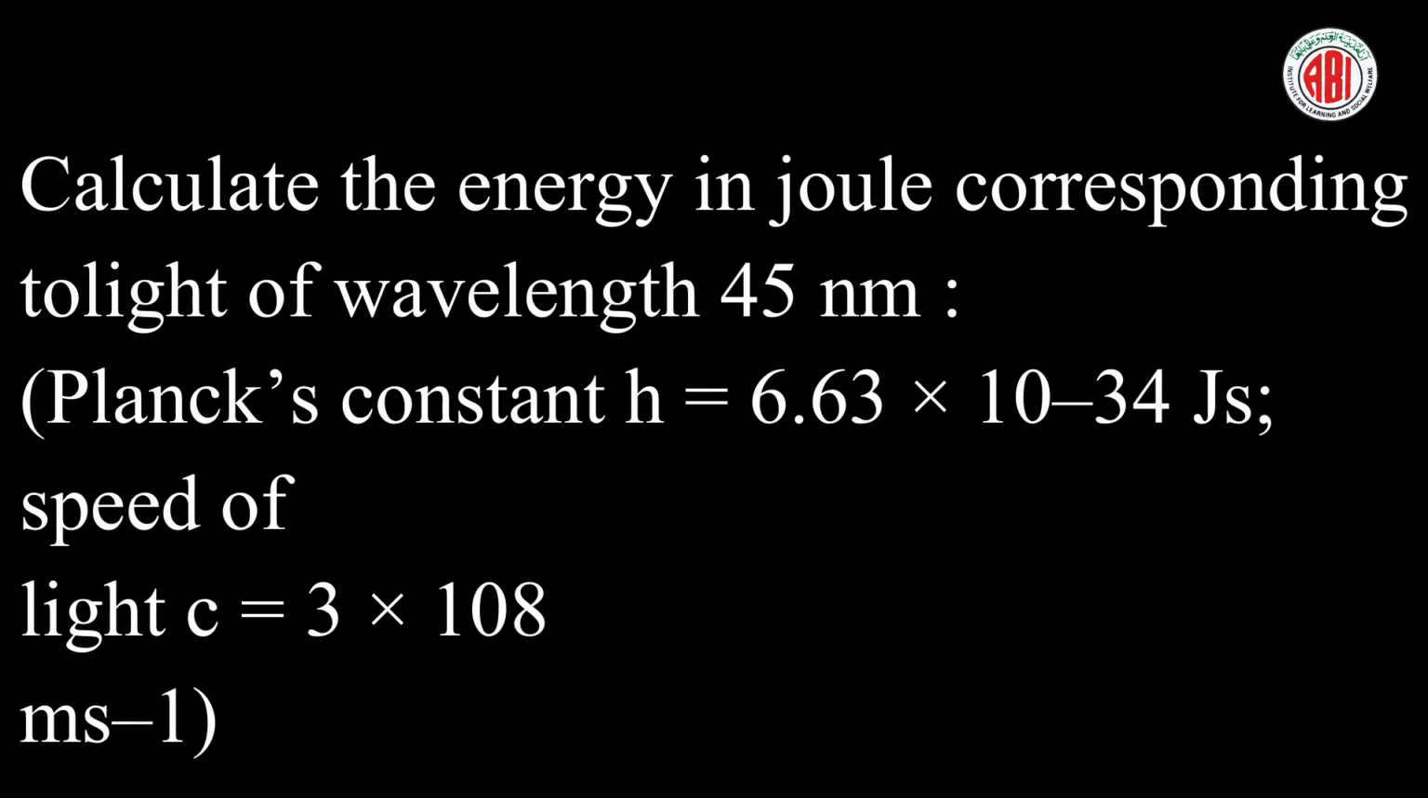Calculate the energy in joule corresponding to light of the wavelength 45 nanometer. Here they give the Planck's constant value and also the speed of the light. So let us see how to solve this problem.